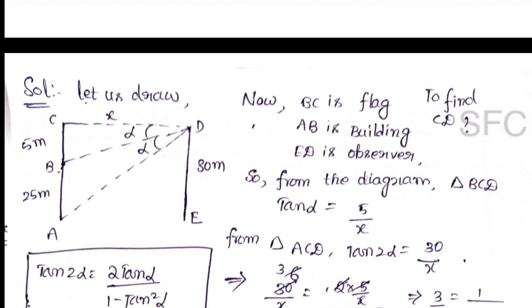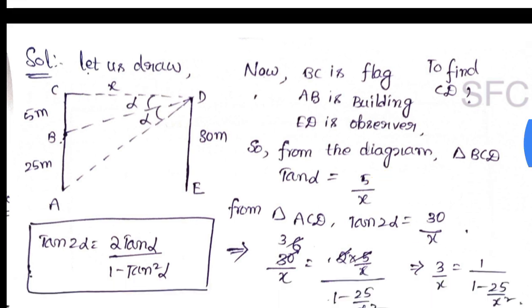Here we have been given the equal angle. In the figure I have marked them with alphabets. BC is the flagstaff, AB is the building, ED is the observer. From triangle BCD, tan alpha is equal to 5 by x. From triangle ACD, tan 2 alpha is equal to 30 by x.